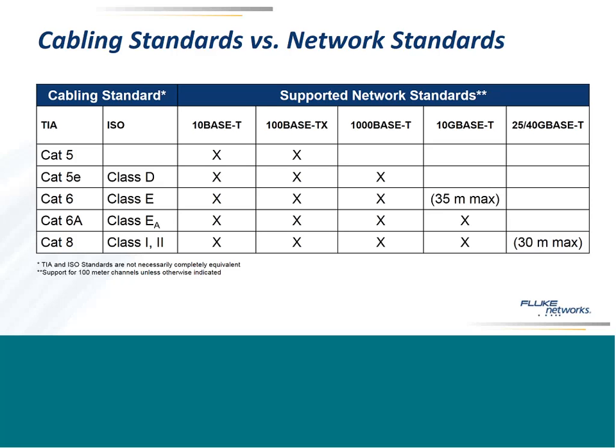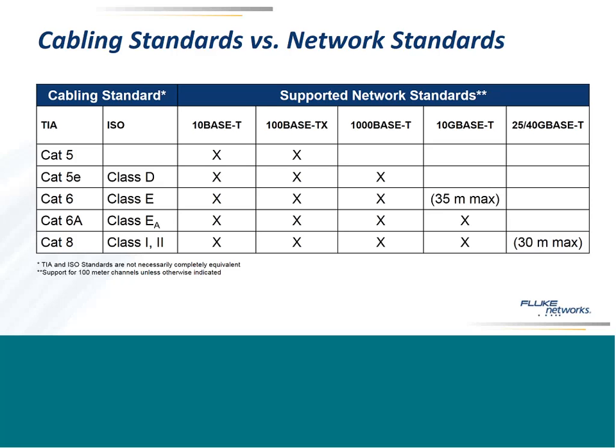Then you can see Cat6 came along, wasn't popular for a real long time because it was limited to 35 meters on 10GBase-T. So the standards committees went back, they tweaked things up a little bit, and they came out with 6A, which has pretty much replaced 6 as a technology being installed.